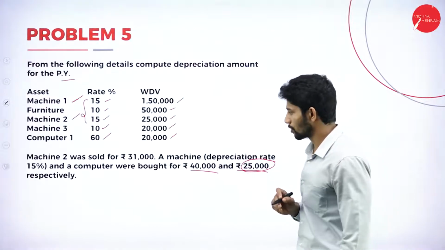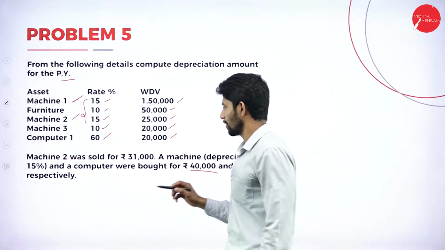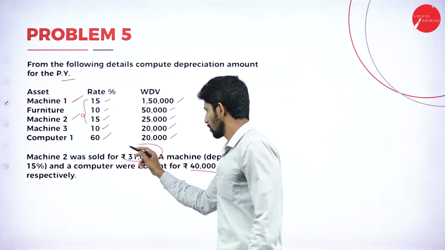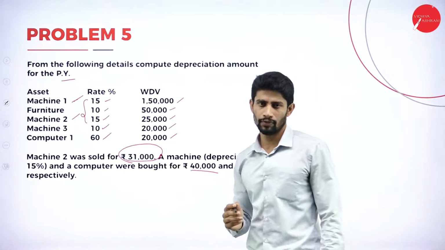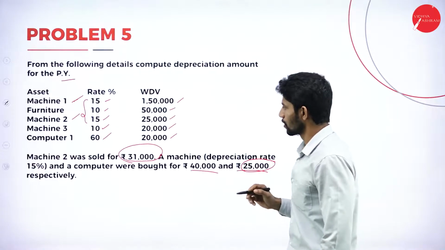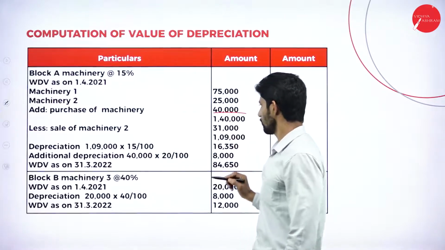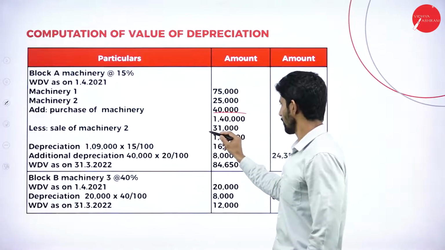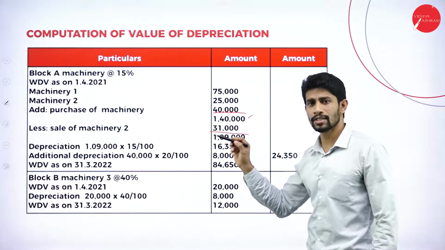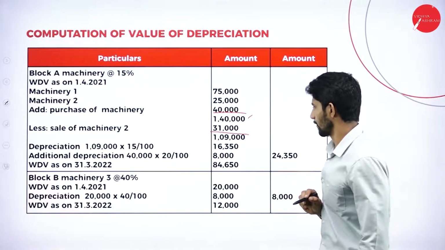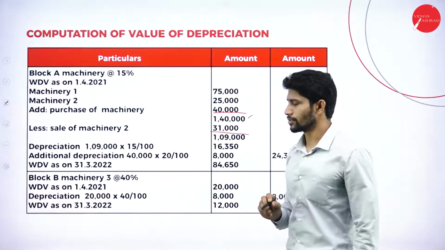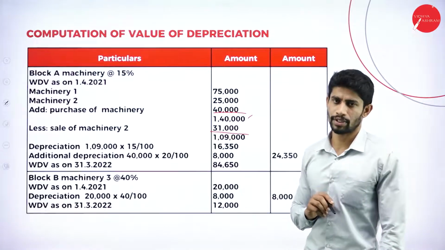Yes, machinery 2 was sold in the previous year for rupees 31,000. So now deduct the value of rupees 31,000 from 1,40,000. What is the balance you will get? You will get 1,09,000. So on this 1,09,000, find out the depreciation.